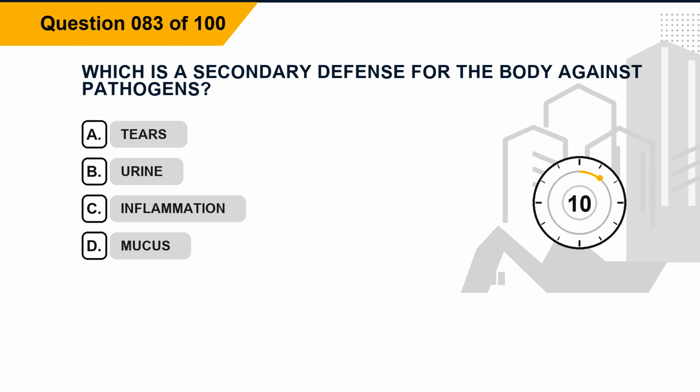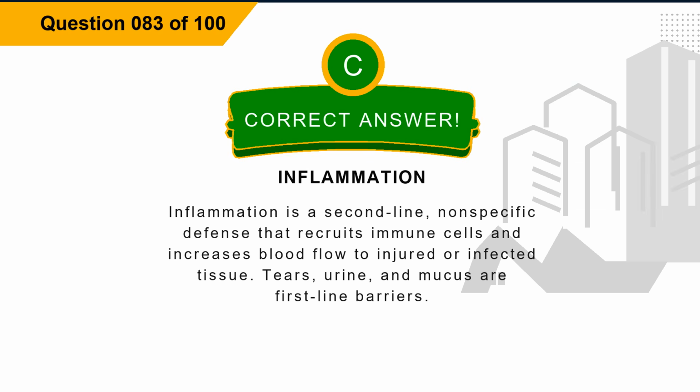Question 83. Which is a secondary defense for the body against pathogens? Option A, tears. Option B, urine. Option C, inflammation. Option D, mucus. The correct answer is option C, inflammation. Explanation. Inflammation is a second-line, nonspecific defense that recruits immune cells and increases blood flow to injured or infected tissue. Tears, urine, and mucus are first-line barriers.